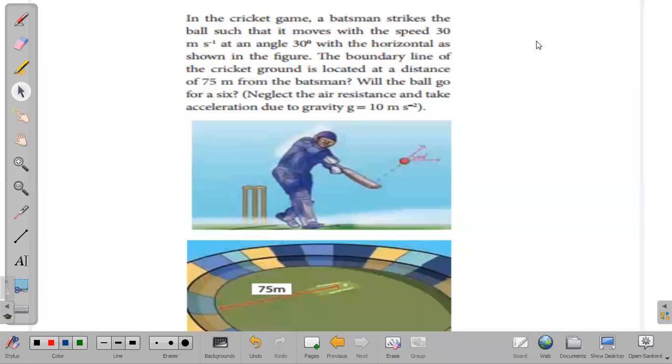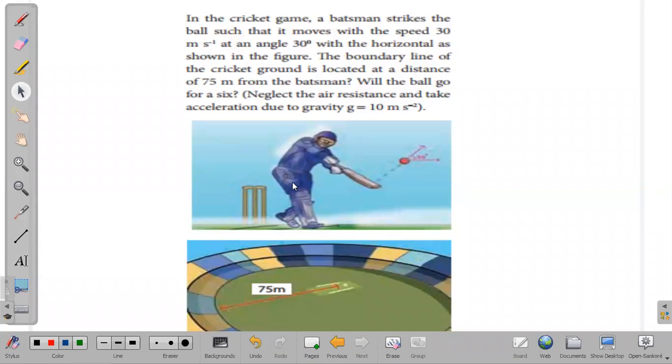Now, if the batsman has to hit a 6, how much is the boundary distance from him? 75 meters. So what is the speed he was striking the ball with? 30 meter per second. If he hits with a speed of 30 meter per second at an angle of 30 degrees with the horizontal, will it go for 6 or not? If it has to go for 6, it has to cover 75 meters of horizontal distance. So the minimum R value is 75 meters.